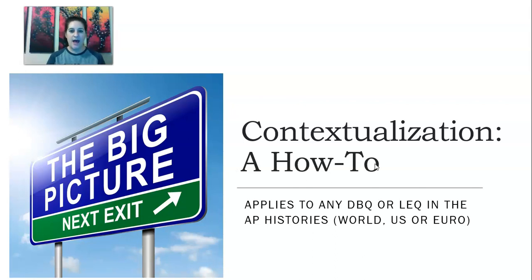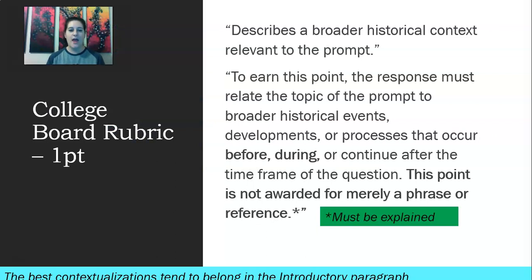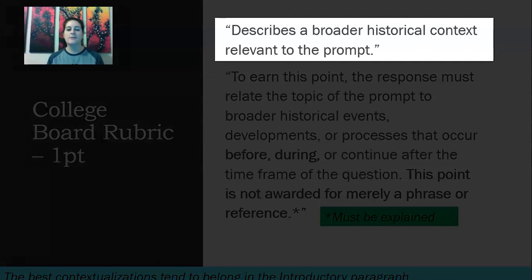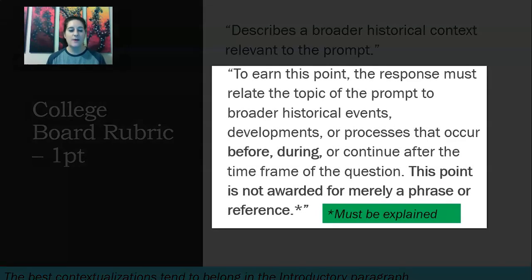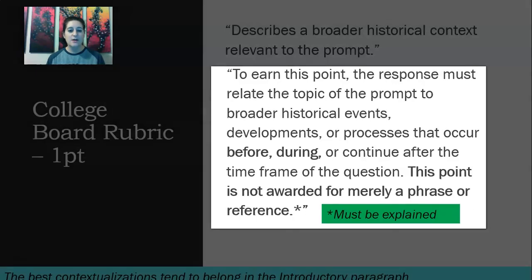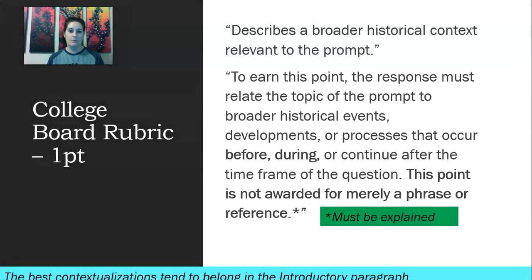Let's first look at the rubric. Here I have the rubric explicitly from College Board. It describes a broader historical context relevant to the prompt. To earn this point, the response must relate the topic of the prompt to broader historical events, developments, or processes that occur before, during, or continue after the time frame of the question. This point is not merely awarded for a phrase or reference. So I've bolded two important points: before, during, or after.